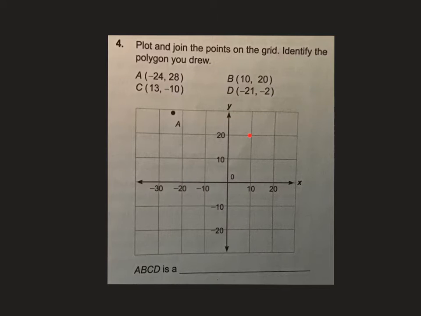So B, you'll have like 10 and 20, C, 13 and -10, so just think of where you're going, and then we've got 21 and -2. So you have to see what kind of shape you end up with. A, B, C, D is A, and so is it a quadrilateral, is it a pentagon, is it a special type of quadrilateral? You decide.